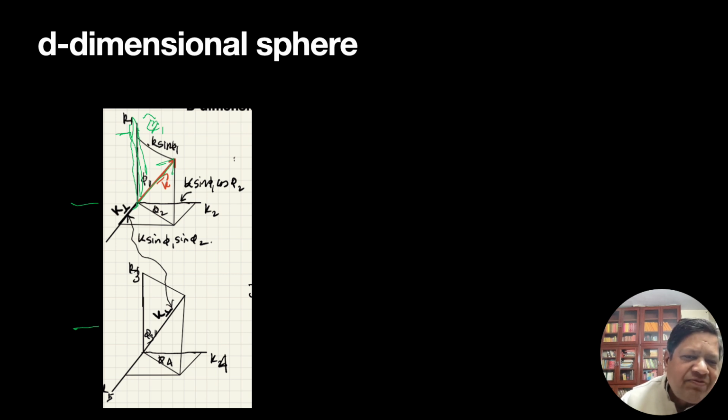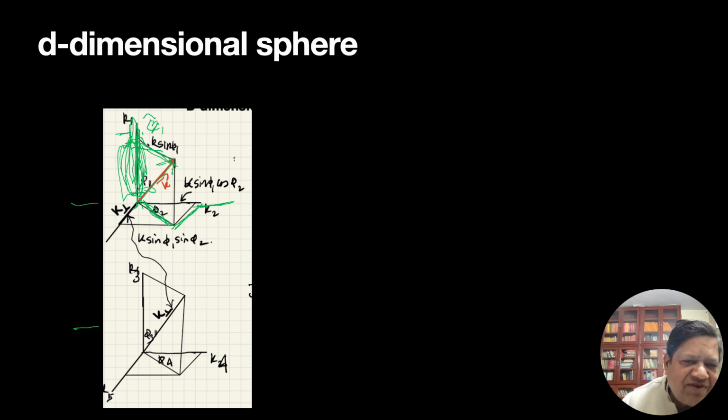Now, here I take this vector k and I project it along this axis. So I'll get this as k1. This part is k1. Now I project it in a plane perpendicular to k, so I'll get this vector. Now project it along the second axis. So this is k2.